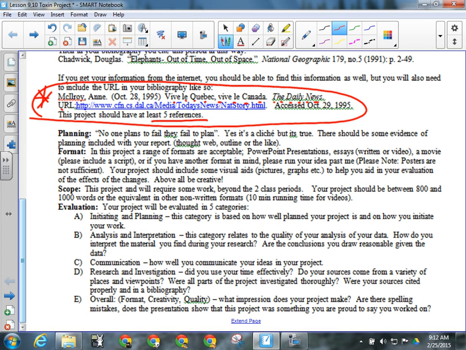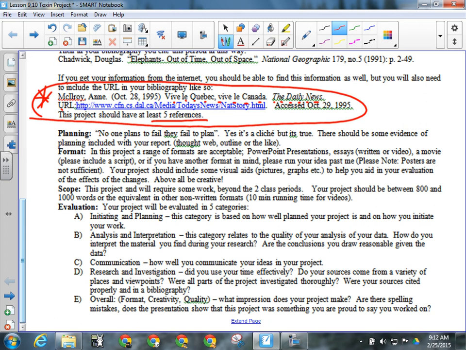It's 5 easy marks. So the scope of this project needs to be between 800 and 1,000 words. To give you some idea, that page I just gave you has about 1,200 to 1,500 words on it, and that's like small print. So with 12-point font and 1-inch margins, which is the default for most things, you're looking at about a page and a half.